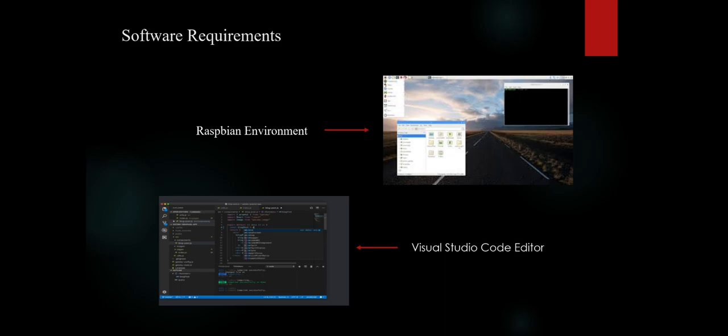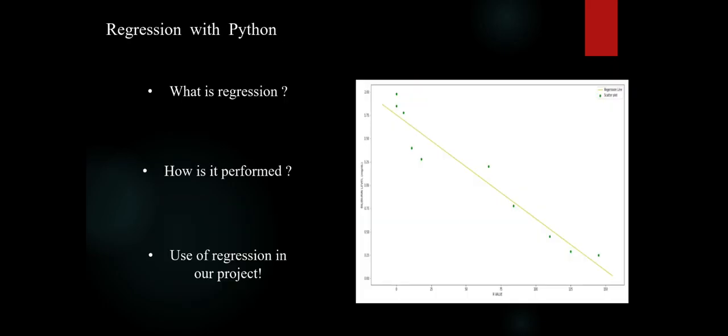In software requirements, we require Raspberry environment to set up our Raspberry Pi and Visual Studio Code, or you can use any other code editor to code your software. For our image processing model, we have used regression. Now, regression is a very broad concept to be explained here, but you get the idea.